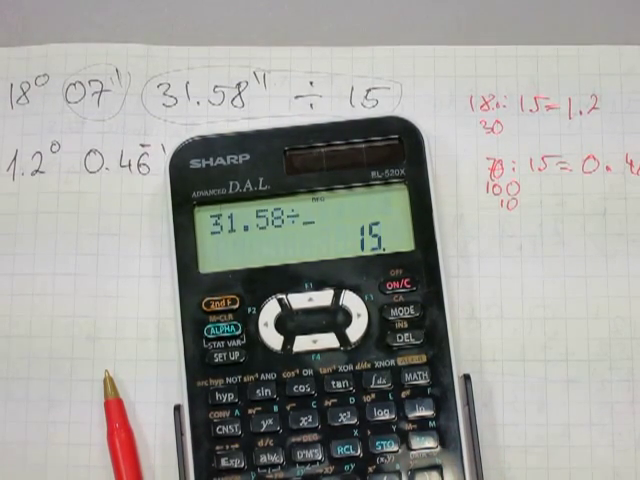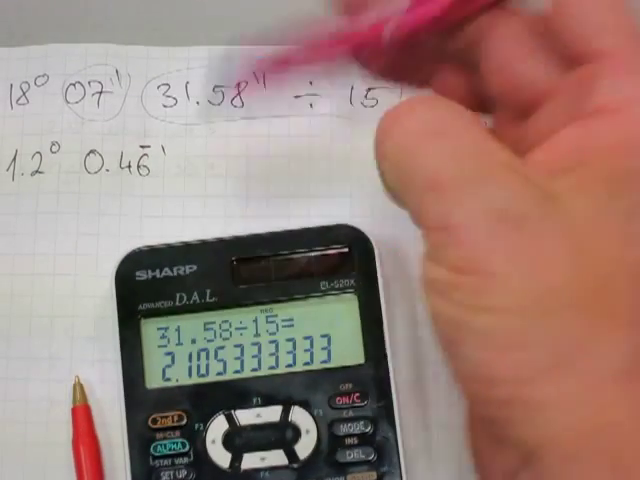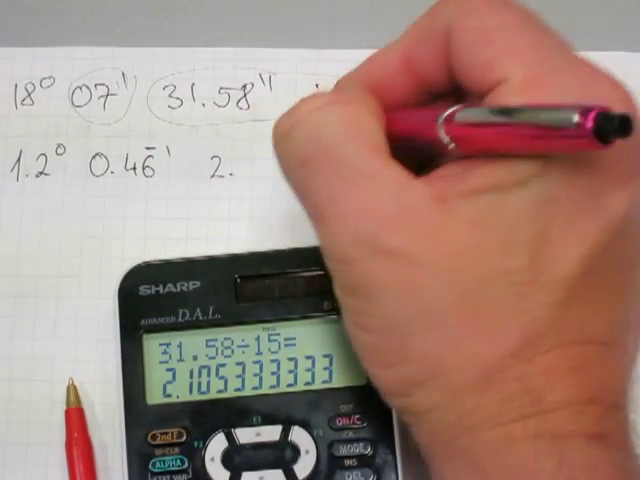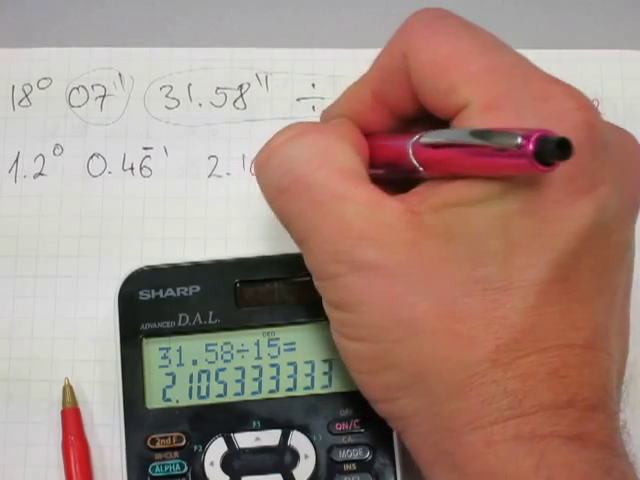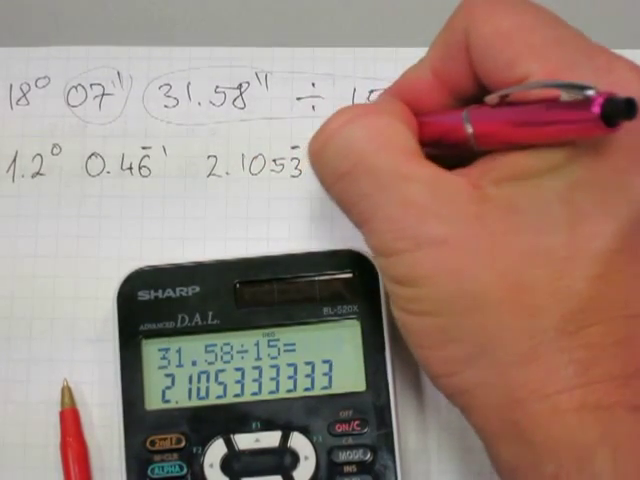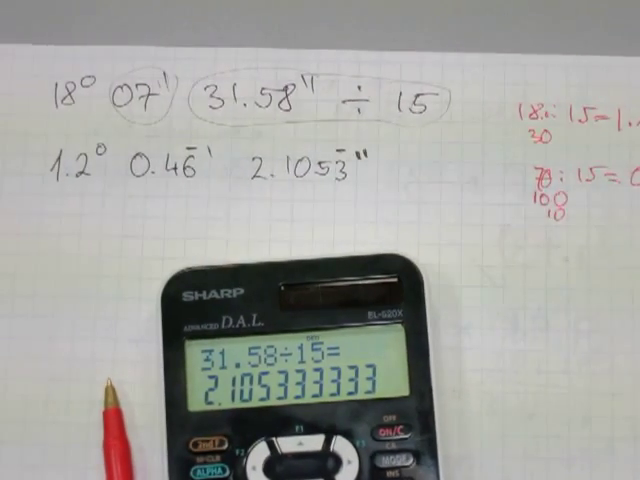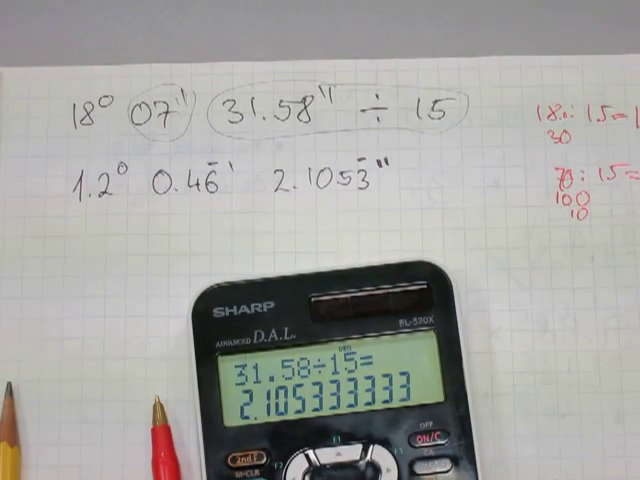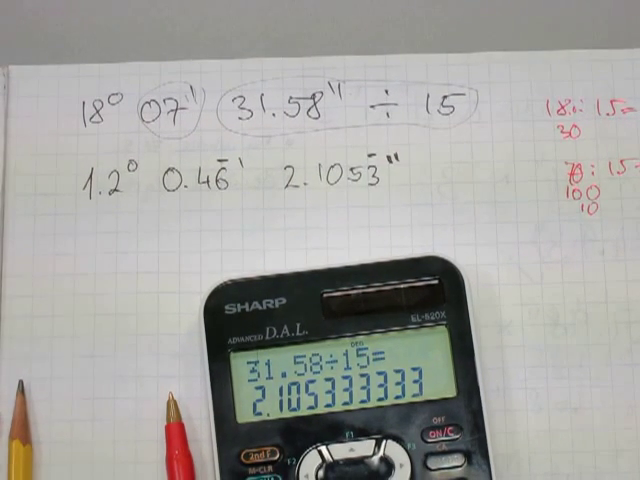Divided by 15 is, I'm just going to write the result here, 2.1053. That's repeating seconds. So that's the answer. 15 degrees 7 minutes and 31.58 seconds divided by 15 is 1.2 degrees, 0.46 minutes and 2.1 seconds. Now we have to make sense out of this 1.2 degrees.